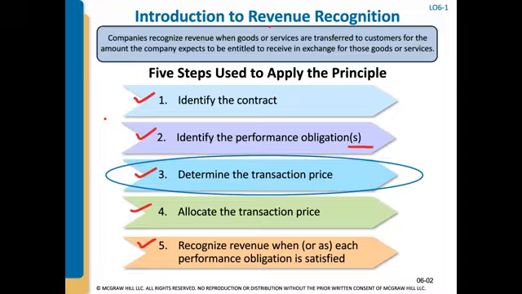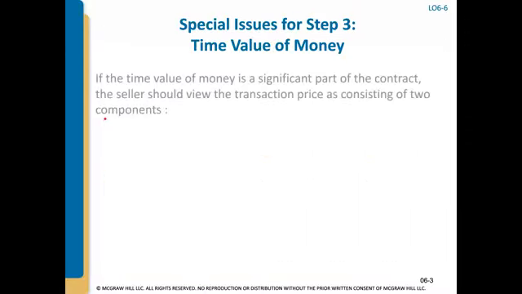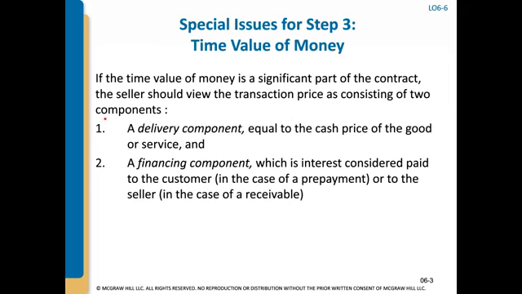Now, there are special issues regarding the determination of a transaction price. If I go into Starbucks and buy a cup of coffee for $5, the transaction price is easily determined. It's $5. However, there are other scenarios where there is a lapse in time between when money is received and a product is delivered, or a product is delivered and then money is received later. So it's common for contracts to specify that the payment might occur before or after the delivery.